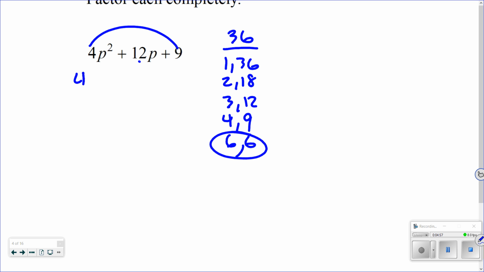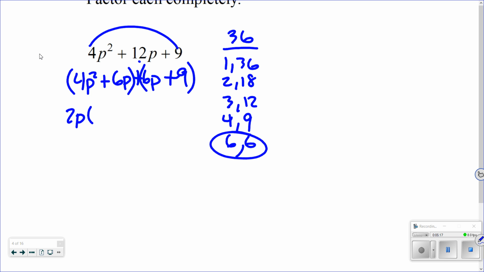So I put those in the middle. 4p squared, I replace the 12p with 6p plus 6p. And now I'm going to factor this by grouping. So I'm going to take the first two and put them together. Take the second two and put them together. Take out your common factor. This would be a 2p. So 4 divided by 2, 6 divided by 2. Common factor here is 3. 6 divided by 3, 9 divided by 3.